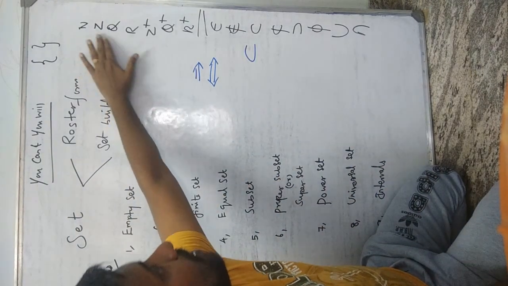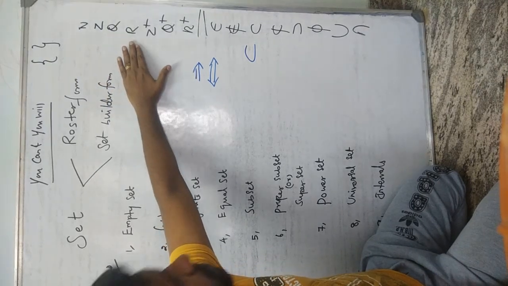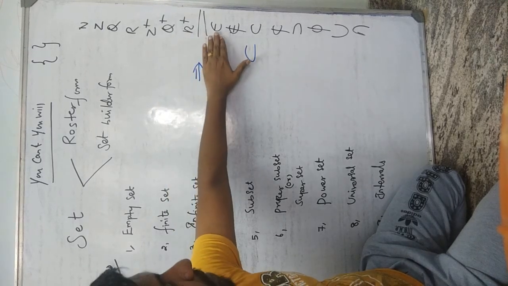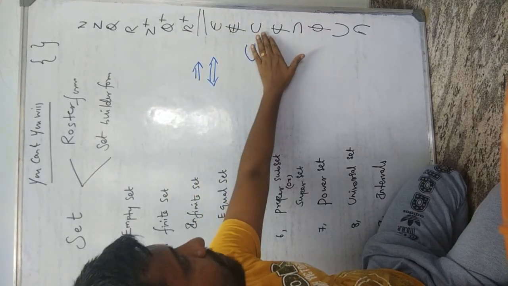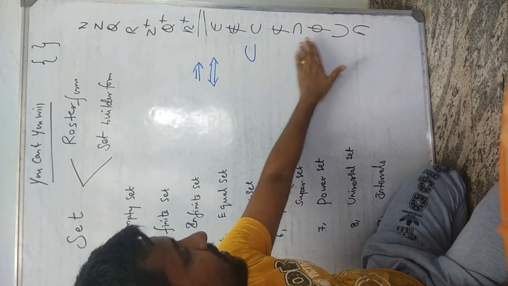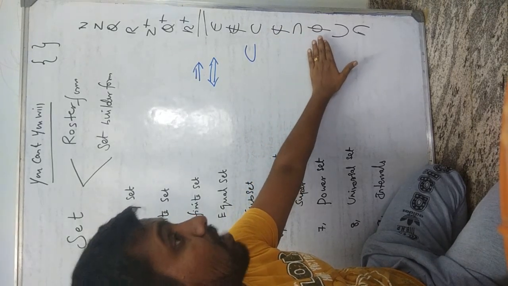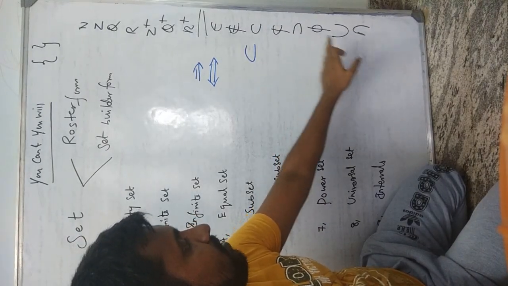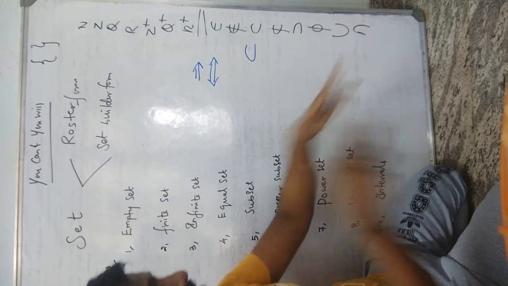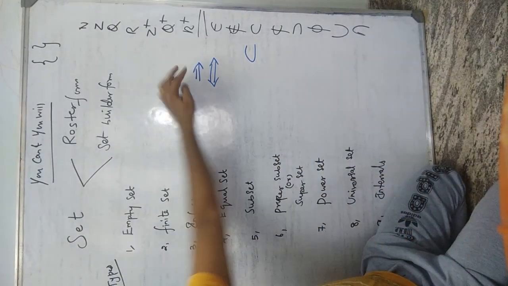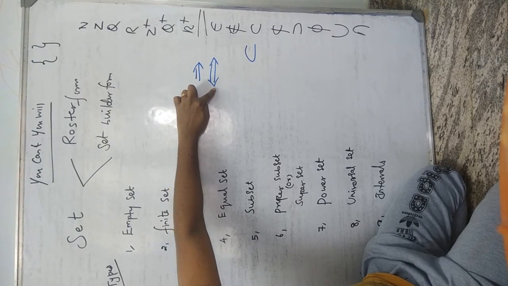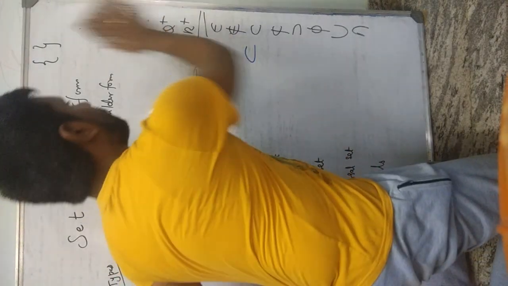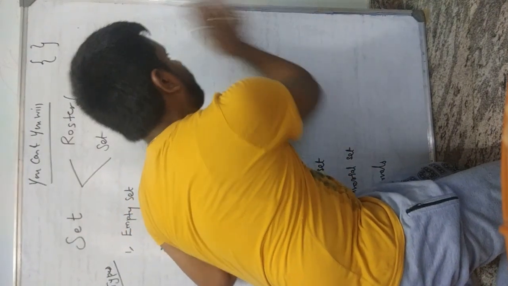This is natural number, integer, rational number, real number, positive integer, positive rational number, positive real number, belongs to, not belongs to, subset, not a subset, superset, empty set or null set or void set. The three names: empty, null, void. Union, which means combined; intersection, which means common; implies. This is if and only if. These are the symbols in your first chapter. Now I'll wipe out the symbols first, then I'll go one by one.